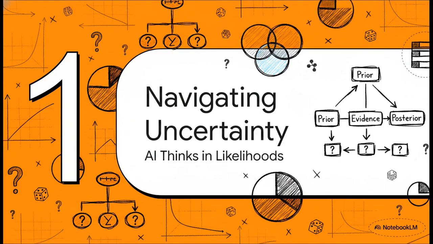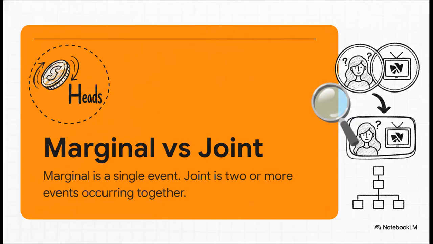Navigating AI's uncertainty. To understand how AI makes decisions, we first have to give it a toolkit for handling uncertainty using probability theory. Let's lay down some quick ground rules. First up is marginal probability. This simply looks at one isolated event occurring, like the probability of flipping a coin and getting heads, totally on its own. But we all know the real world is complicated, so we also need joint probability.